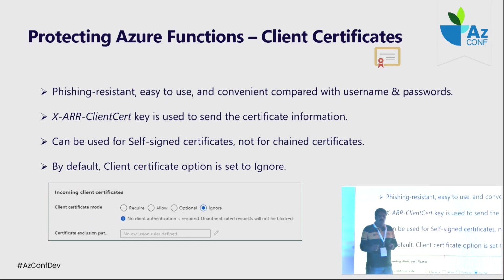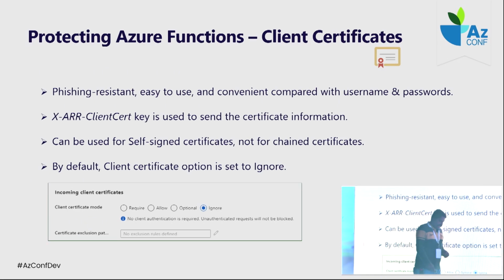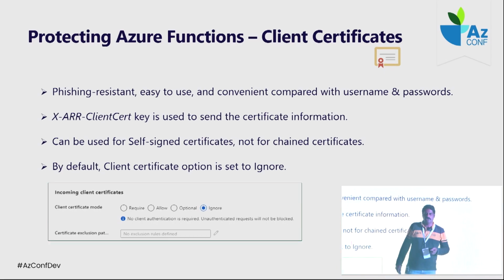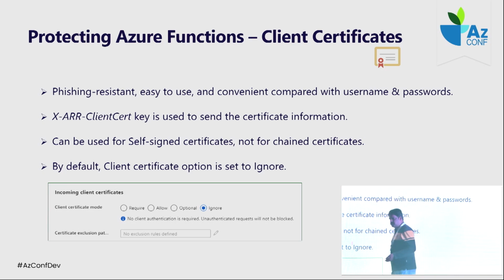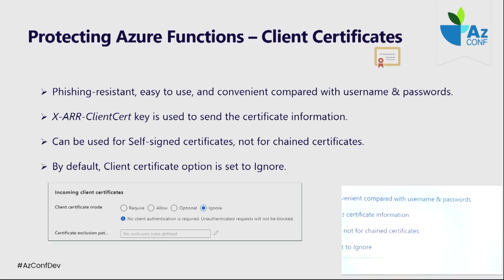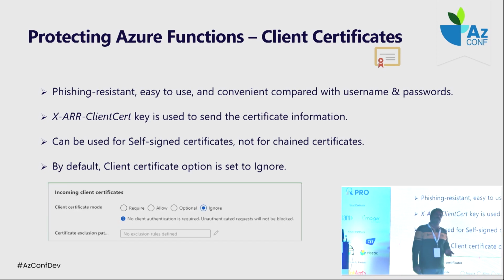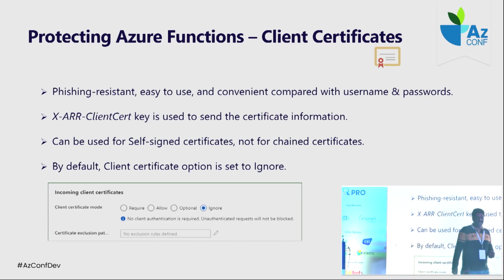Okay, so the next option is that we can even use client certificates. We can enable this option in Azure Functions. Once you turn it on, you can supply client certificates to authenticate your request, rather than supplying a username and password or a client ID or secret.